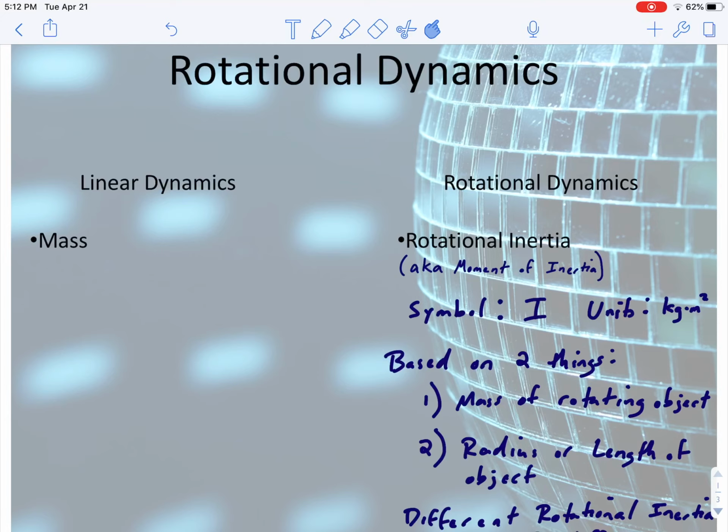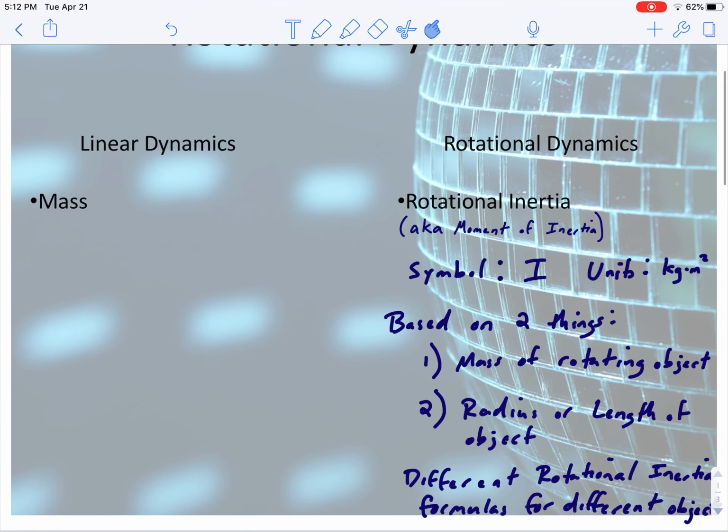And in calculating the rotational inertia, it's based on these two different things. First of all, the mass of the rotating object, and then what you're going to be using is the radius or length of the object. And here's the thing, different shapes have different rotational inertia formulas. The good news, however, is you do not need to memorize any of these formulas. You will see that they're not on your AP formula sheet.